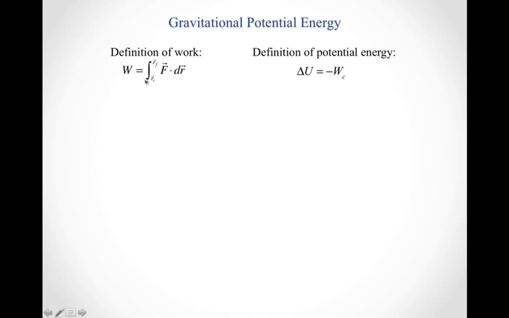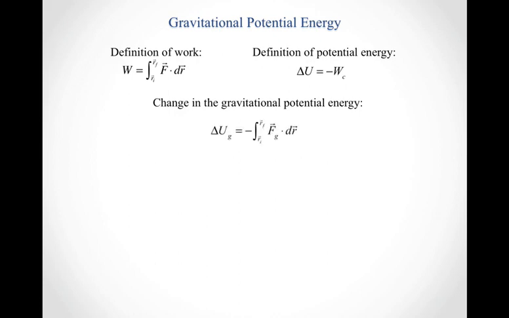The work is defined to be some integral from some initial position to a final position of a force dotted in with our infinitesimal little displacements. And then we know that the definition of potential energy tells us that the change in the potential energy is equal to negative the work done by a conservative force. So I can think about the change in the gravitational potential energy as being equal to negative, there's the negative sign, and then the work just becomes my integral. So the integral from some initial to final position of the gravitational force dotted in with dr.